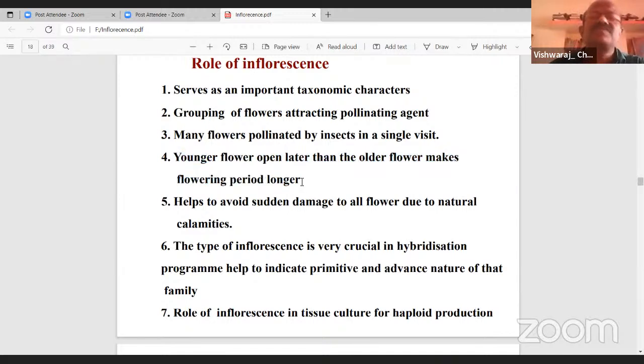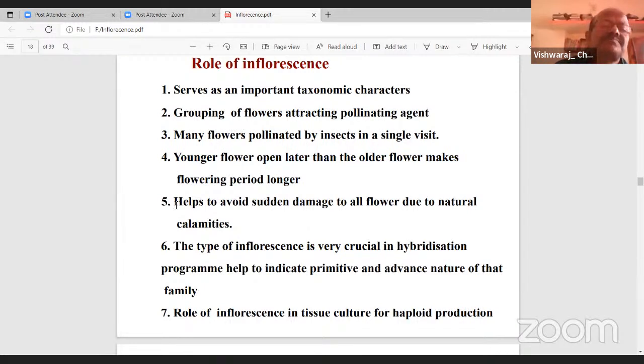We have seen racemose. The apex is immature, and the basal flowers are mature and open. Younger flowers open later than older flowers. The flowering period is longer because the basal flowers mature, then the upper, then the middle, and then the apical.